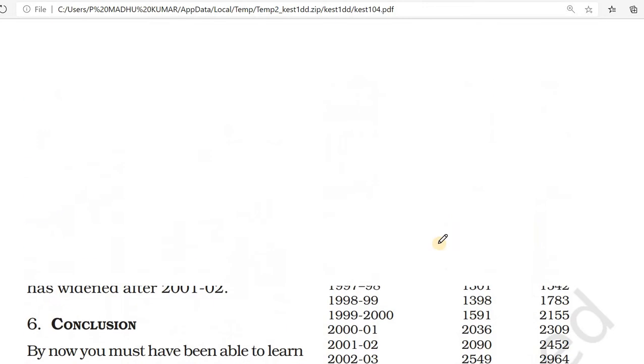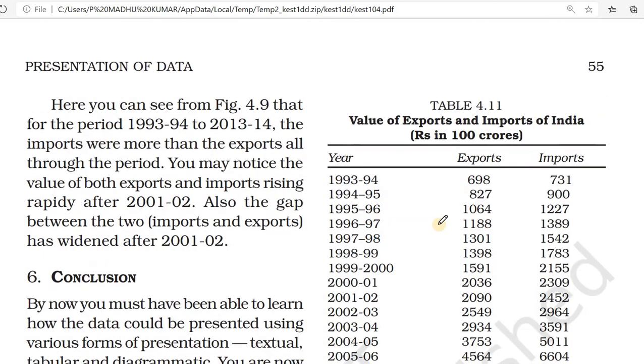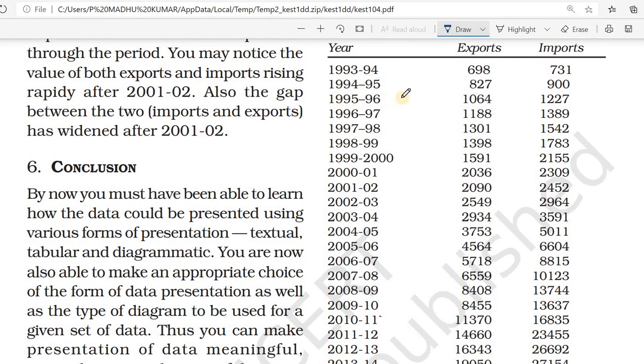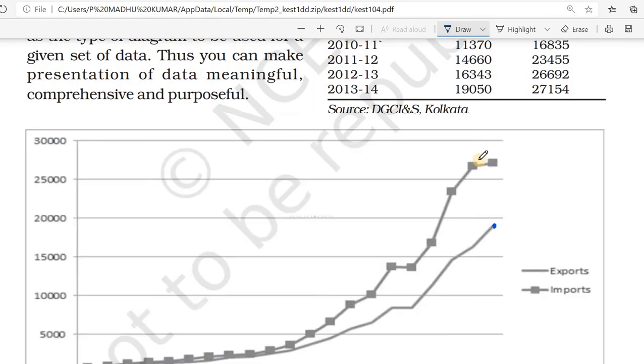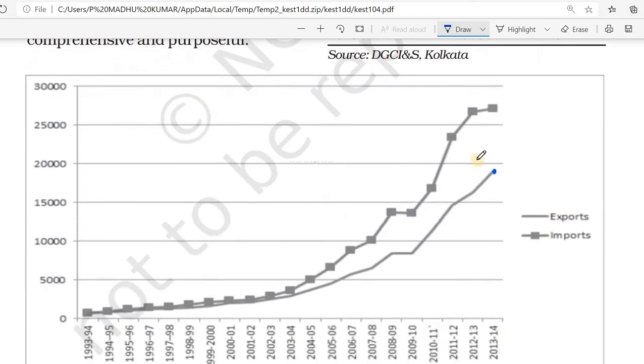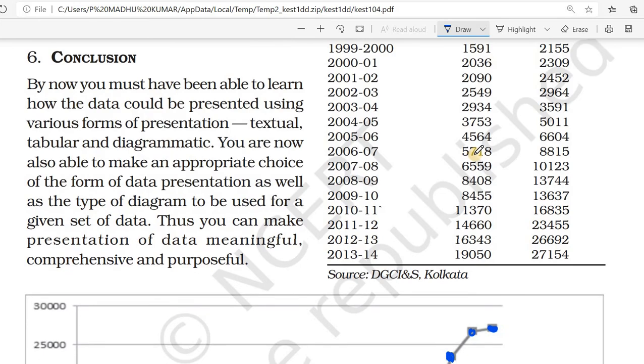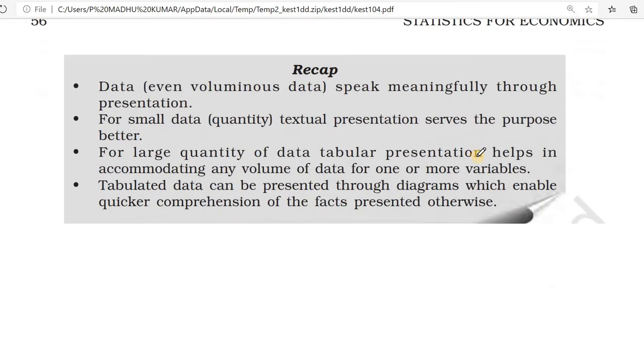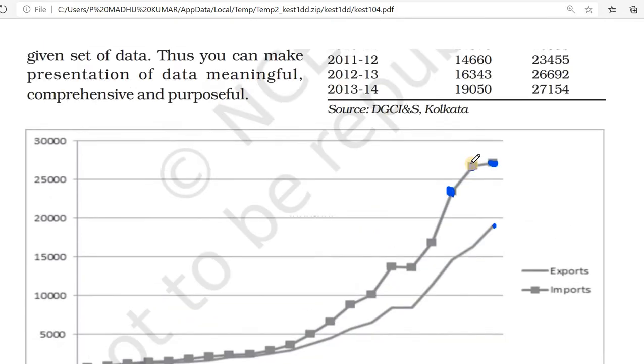Next we need to mark like 93-94, 731, 94-95, 900, then 95-96, 1227, 96-97, 1389. Like this we need to mark the points. Then 2013-14, it is 27,154. It will come here. Okay, then like this we need to plot these points, and after that we need to join this line.